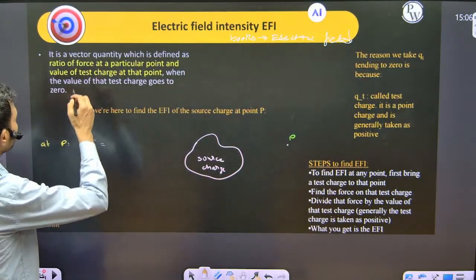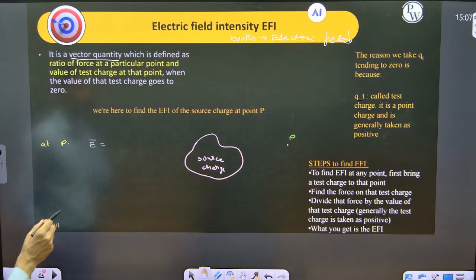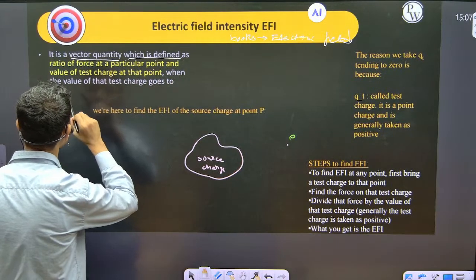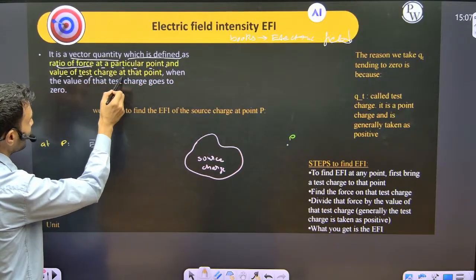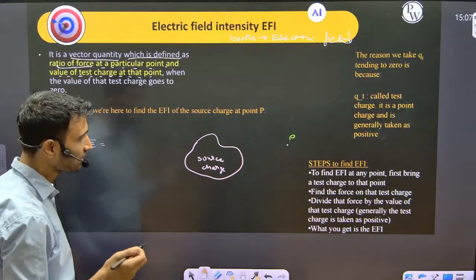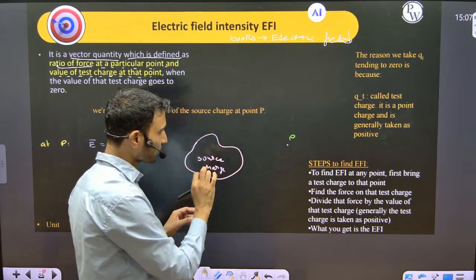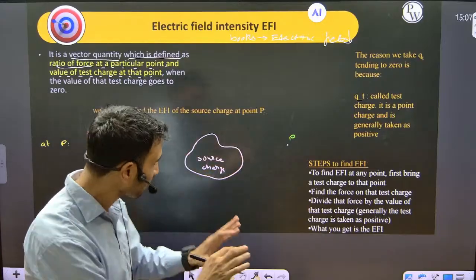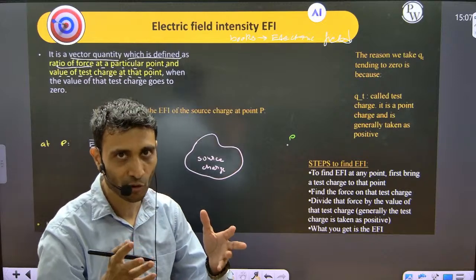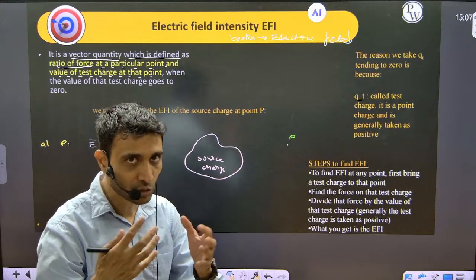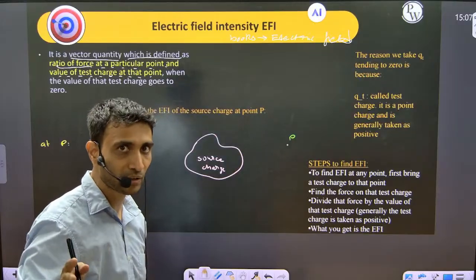What is electric field intensity? It is a vector quantity, defined as the ratio of the force at a particular point and the value of the test charge at that point. So what does it mean? Listen to me very carefully. Forget about everything that's written here. I'm going to tell you what electric field is and how you calculate it, and then I will get into what is written here. That is the second part of it.